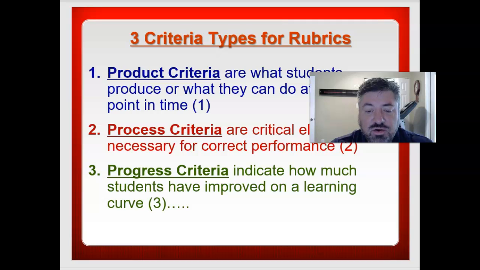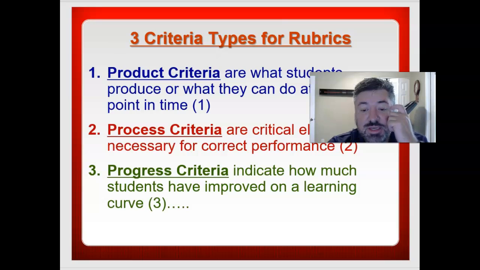Progress criteria are a little bit different. They use rubrics or results over time. All right? You might have multiple checklists, multiple days on your rubric. They indicate how much students or performers have improved on some type of learning curve. This would be using a skills-related test, such as using a rubric to score form in a volleyball serve, and doing it on day 1 to have a baseline score, and then take day 3, day 5, possibly day 10 of your lesson or your unit in volleyball and compare those scores over time.